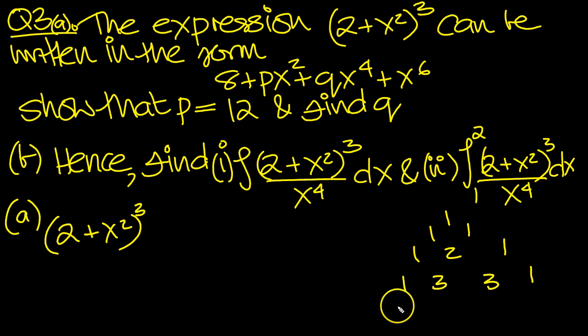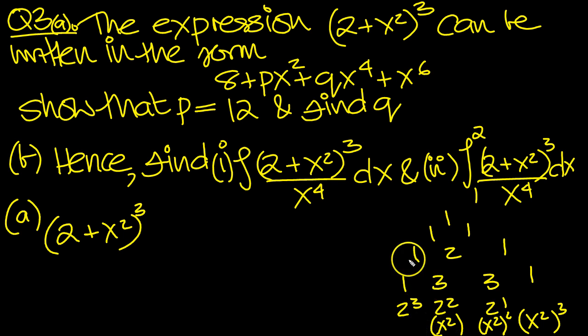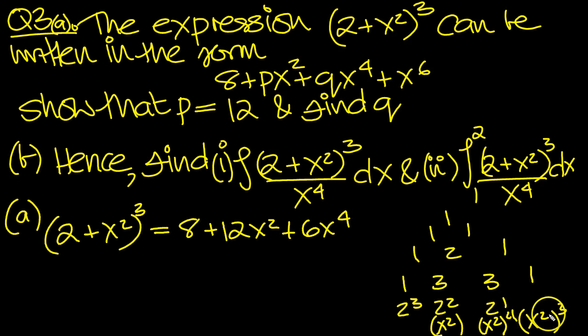The first term here just descends in powers, 2 cubed, 2 squared, 2 to the 1. And the x squared descends in powers, but from the other direction. Cubed, x squared, squared, x squared. So then we just combine these. So this is 8, is our first term. Then 3 fours are 12, so it's 12x squared. Then we've got 3 times 2 is 6 times an x to the 4, 6x to the 4. And then the last term is x to the power 6.